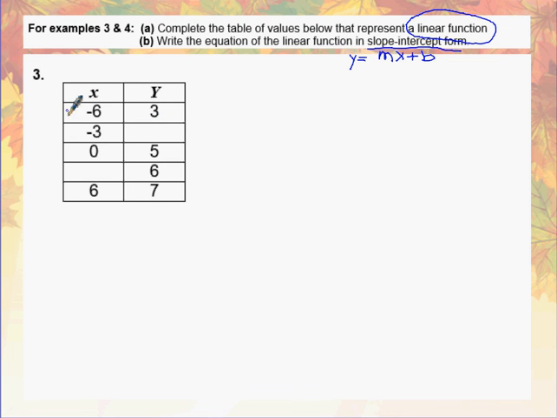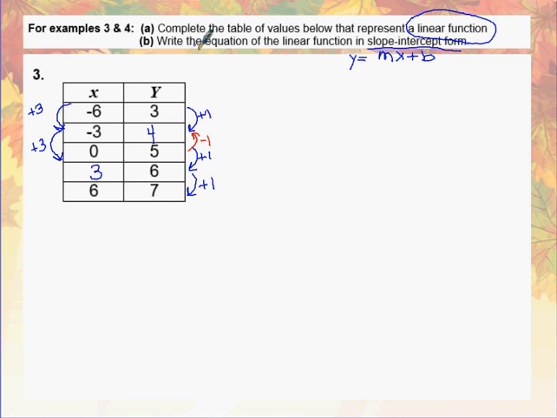I see that this is going up by 3, and this goes up by 3. So to fill in this value, 0 plus 3 would give me 3. Now, I'm not sure what's happening here, but 5 to 6 is adding 1, 6 to 7 is adding 1. So to go backwards, I could subtract 1 from 5, or I could add 1 to 3, and either way, I'll know that 4 belongs here. Okay, we've completed part A.